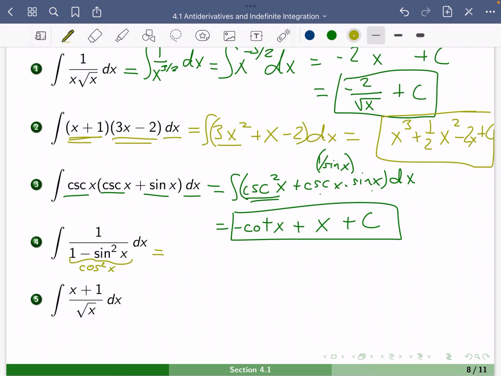So sine squared x plus cosine squared x is equal to 1. So if you were to move that sine squared x to the other side, you have cosine squared is 1 minus sine squared. And what is 1 over cosine? 1 over cosine is secant. So we're just integrating secant squared x dx. Secant squared integrates to, it is the derivative of, tangent of x.